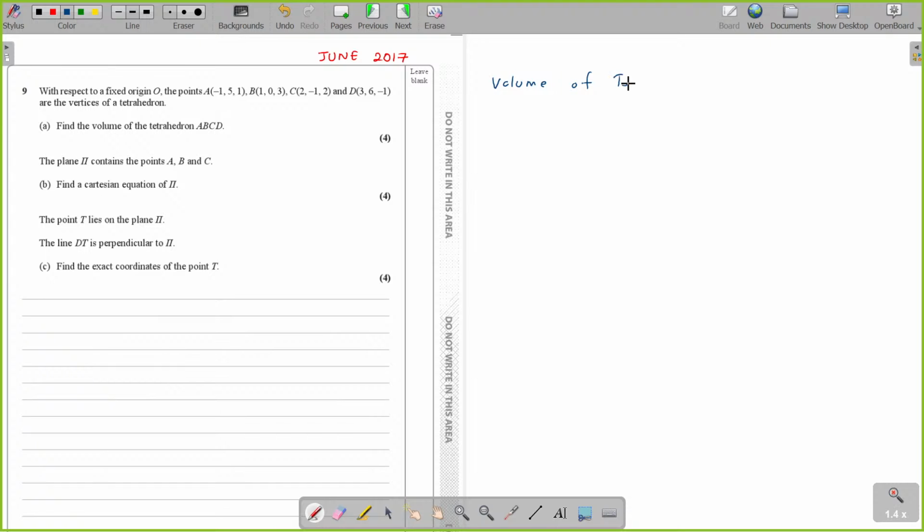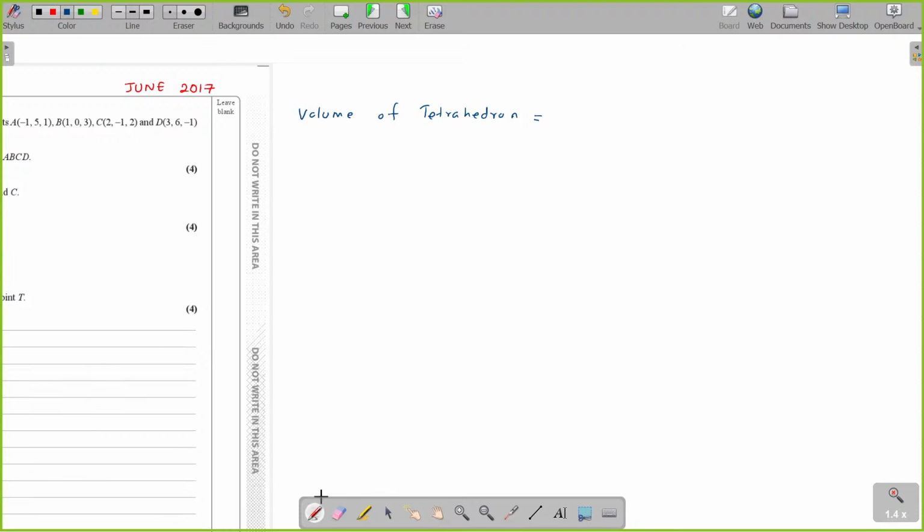Volume of a tetrahedron. It's given to you in your textbook: 1/6 modulus of A dot B cross C. B cross C gives you the area of the triangular base, and when you take it with the A dot, the scalar triple product gives you the volume. A dot B cross C gives you the volume of a parallelepiped, and 1/6 of A dot B cross C gives you the volume of a tetrahedron. Do you recall what I'm talking about here?